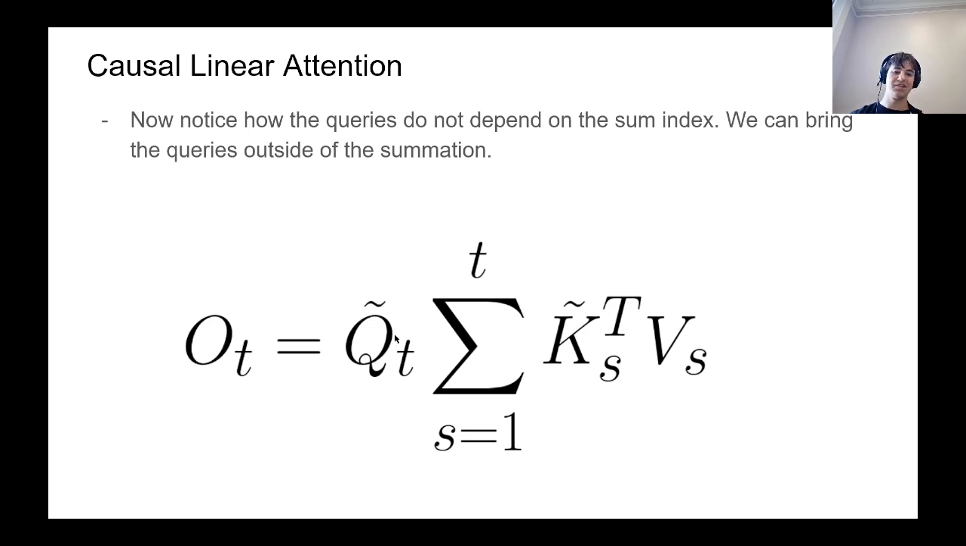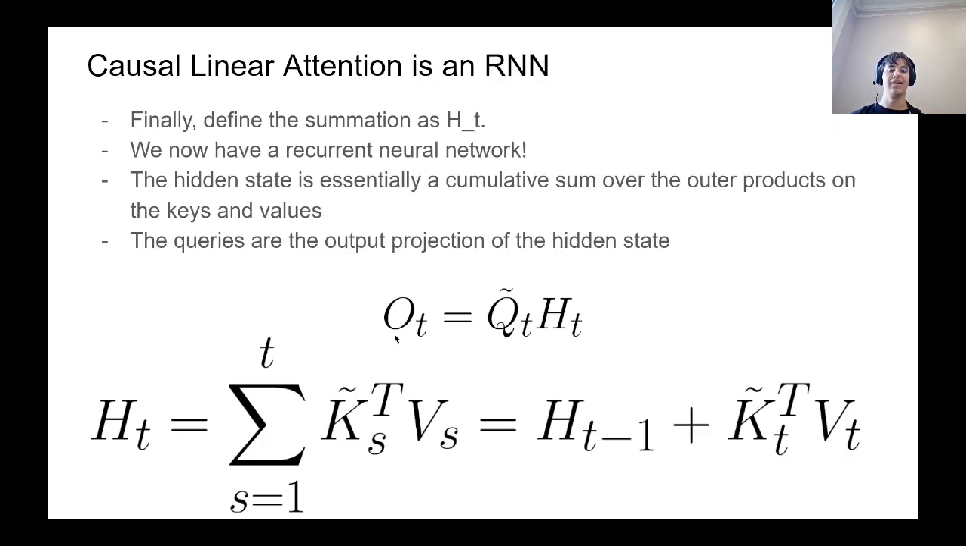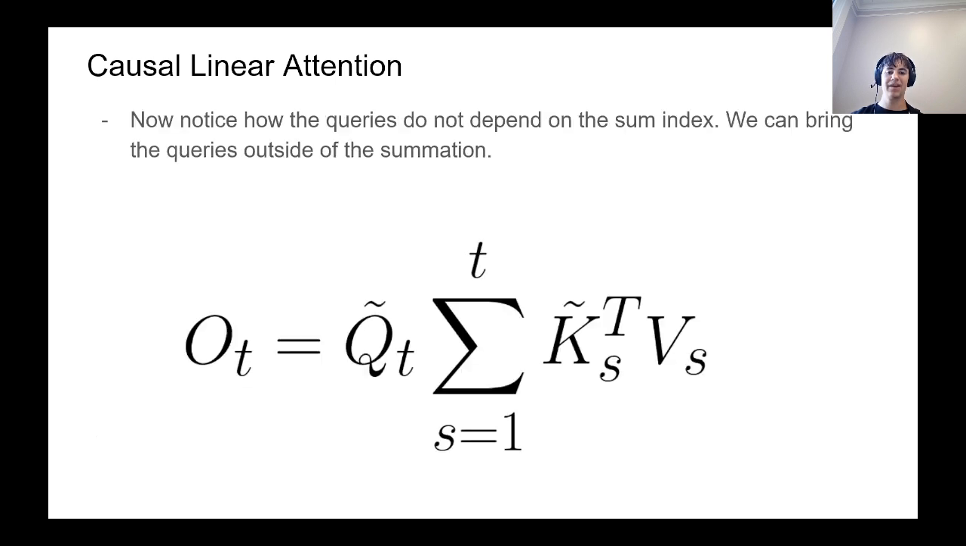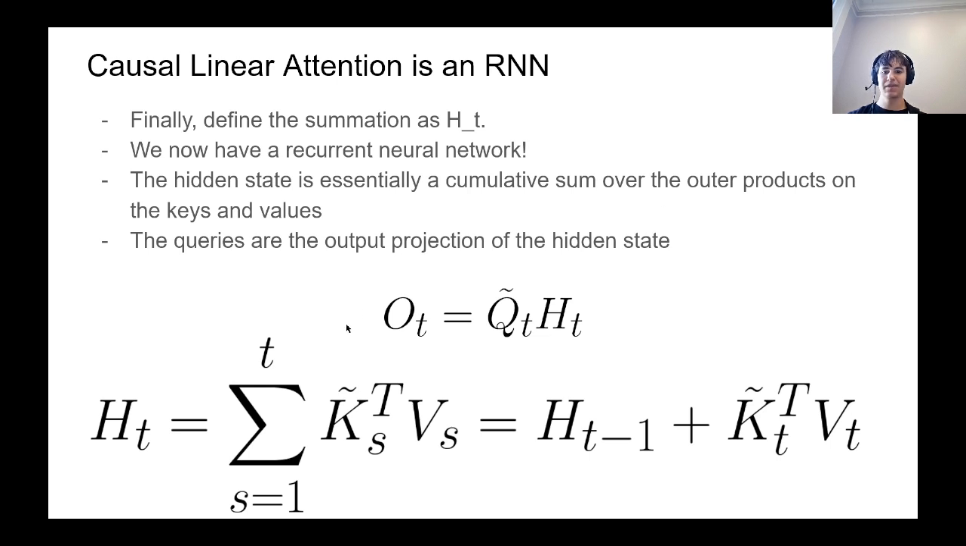Now, this is a nice representation because all this is a recurrent neural network. So you can see here, this summation here is going to be our hidden state that we're summing up, and this here will be our output projection. Here you see our hidden state is going to be equal to the summation of the outer product of all of our keys and our values. Remember, this is our outer product representation.